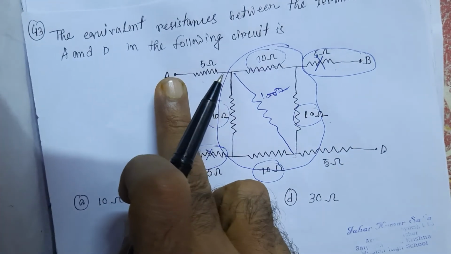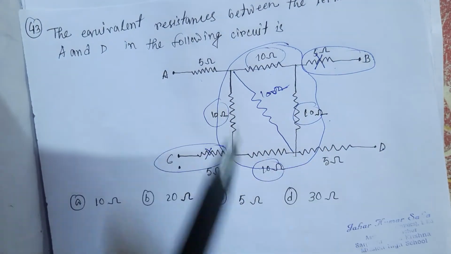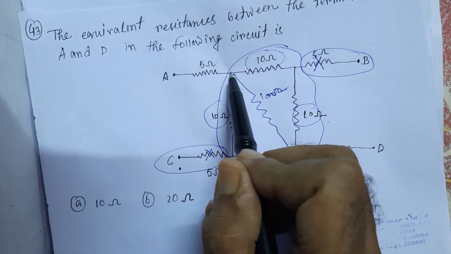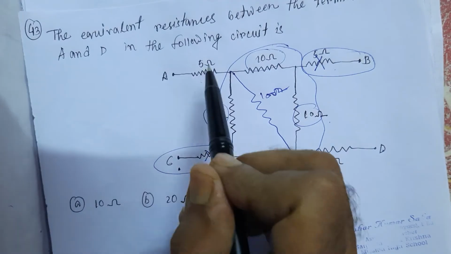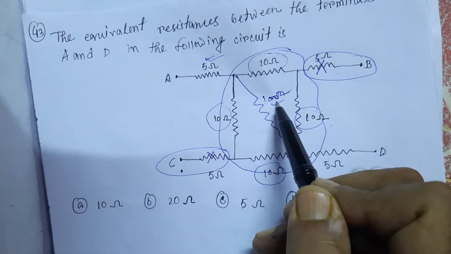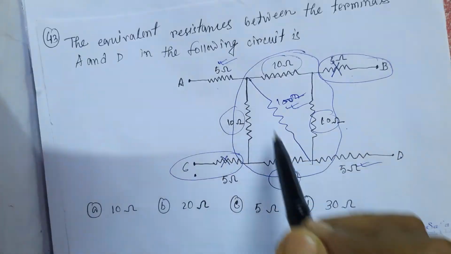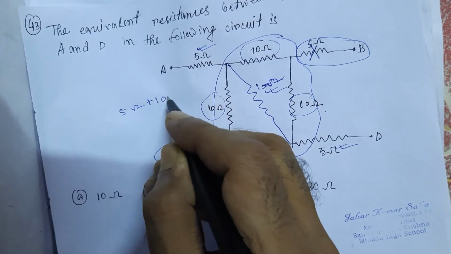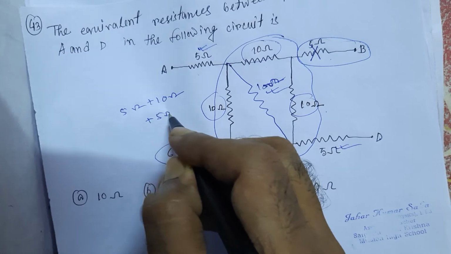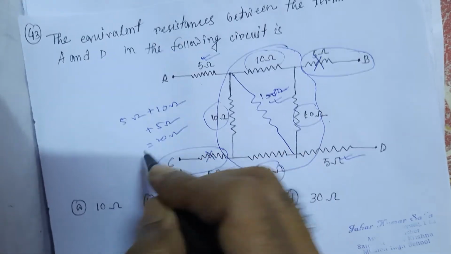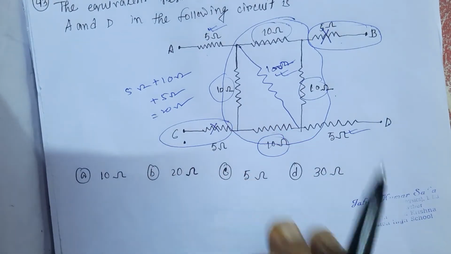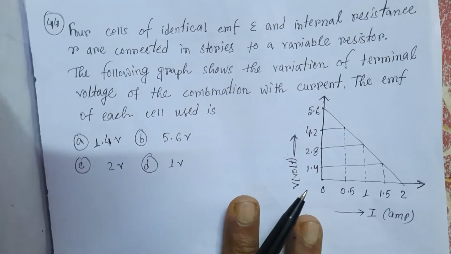To calculate the equivalent resistance between A and D, by the simplification we get only 3 resistances, one 5 ohm, one 10 ohm and one 5 ohm, and they are connected in series. So the total resistance is 5 ohm plus 10 ohm plus 5 ohm, that equals 20 ohm. So the equivalent resistance between A and D is 20 ohm. Now let us go to the next question.